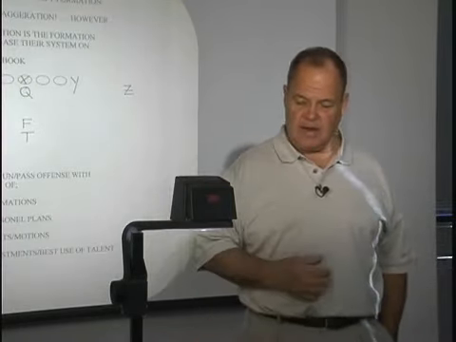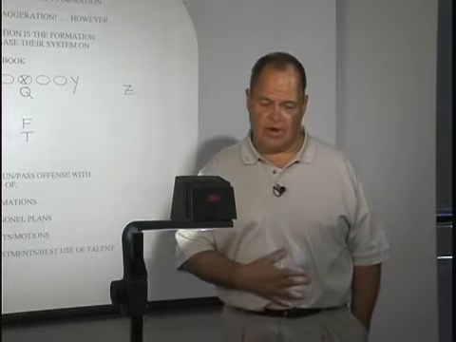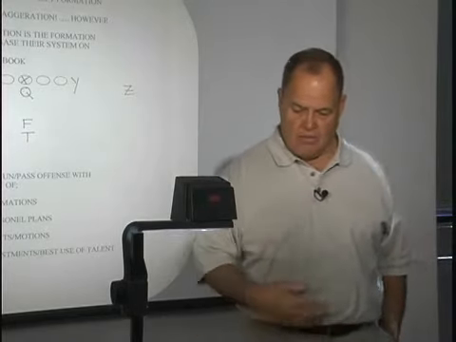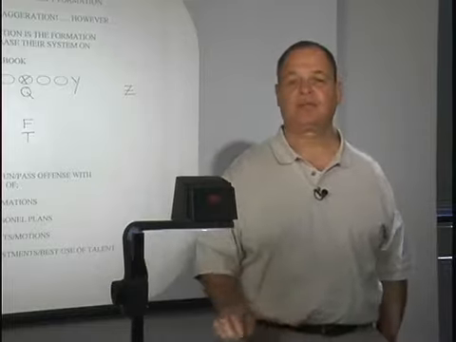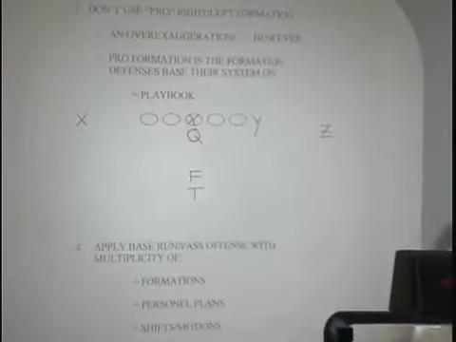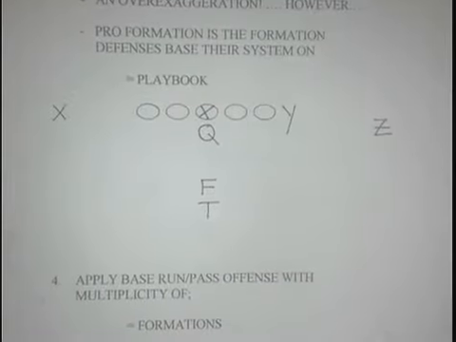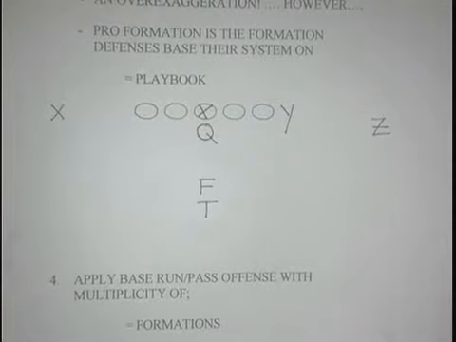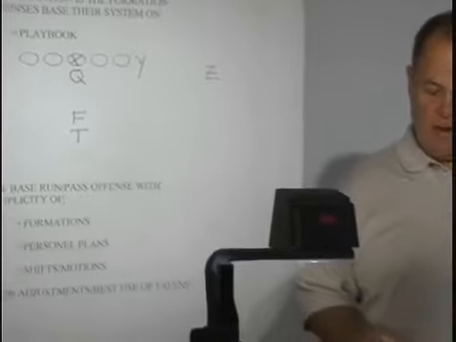Again, here's a diagram of what I'm talking about. Pro personnel, we have two wide receivers in the game, two backs, quarterback, tight end. Here's a right formation. That is the formation that almost all defenses will start in their defensive design.